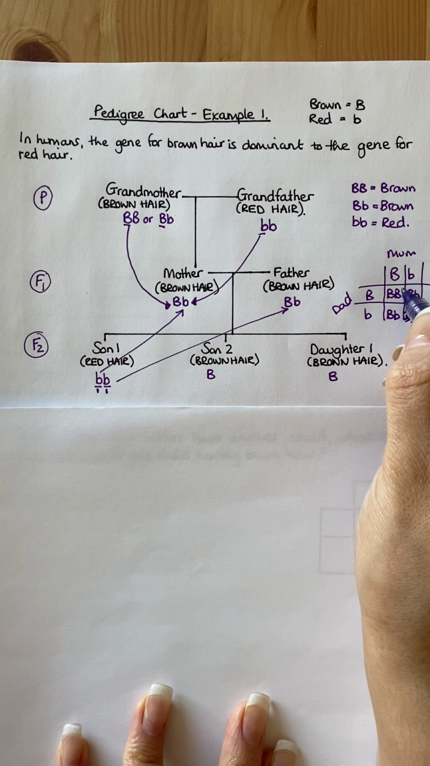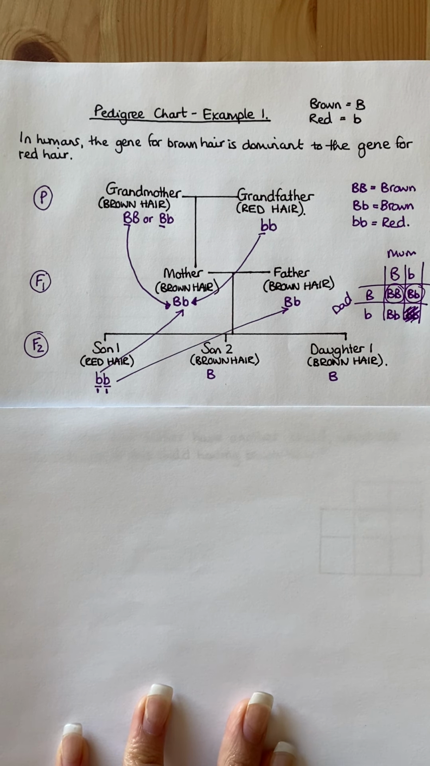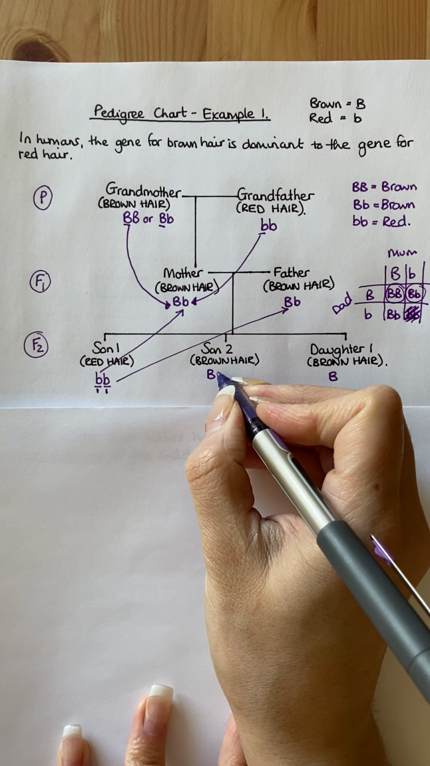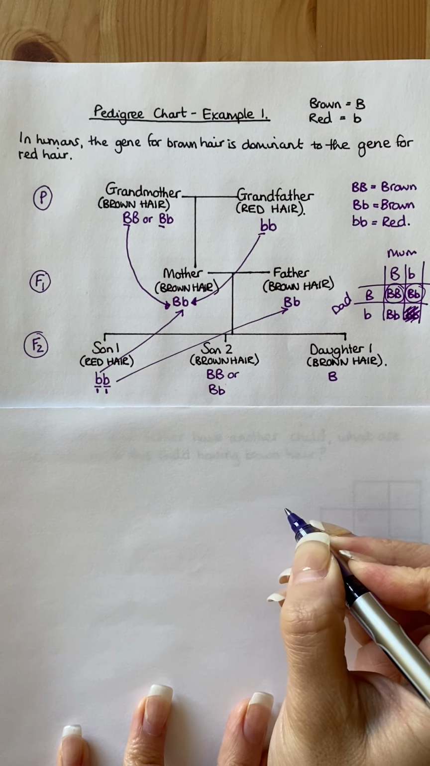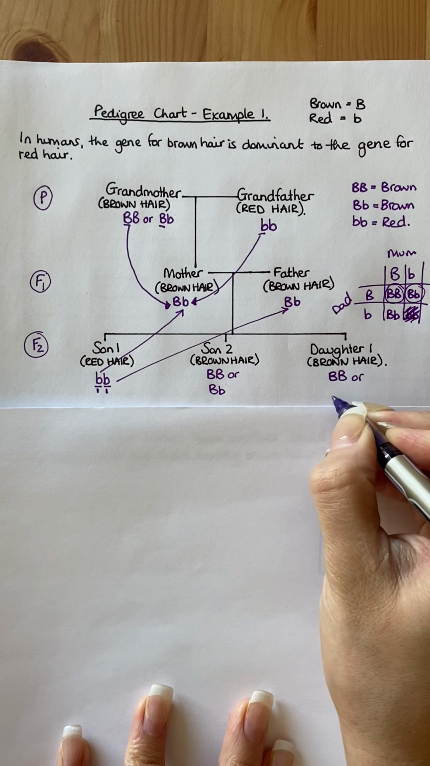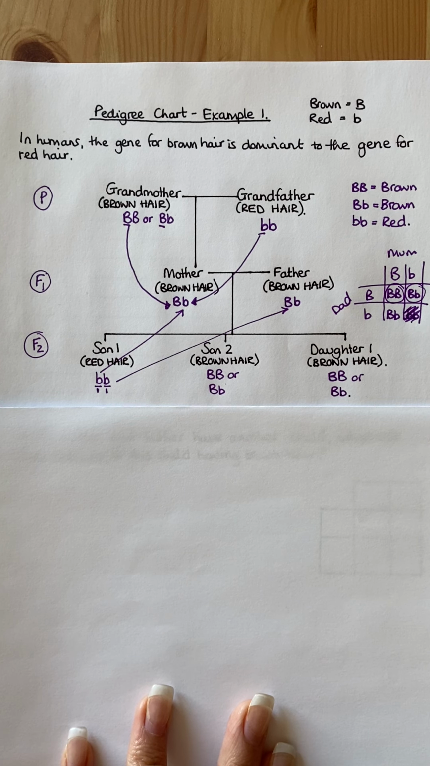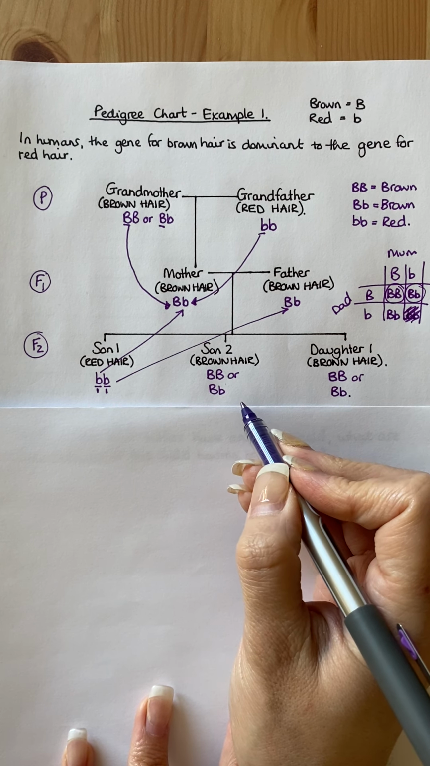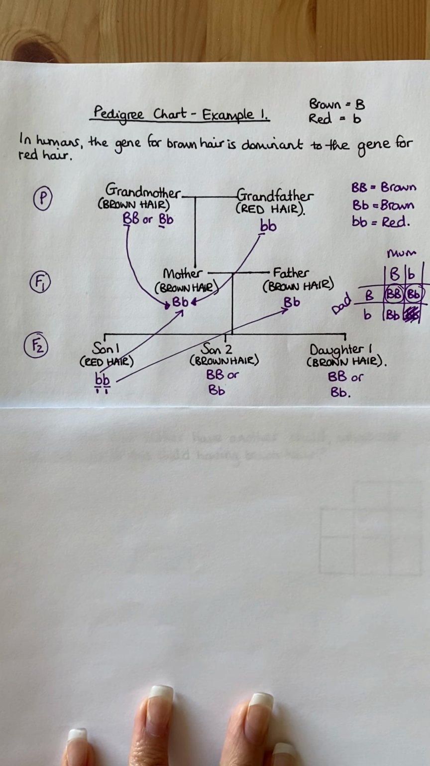So they could potentially either be 2 capital B's, or they could be heterozygous. We don't know which, so our options are this or this. And the same with the daughter here, this or this. We can't tell, just from the fact that they have brown hair, whether they are homozygous dominant or whether they're heterozygous. So in these questions, if you aren't sure which one it is, you write both. You say it could either be homozygous dominant, or heterozygous.